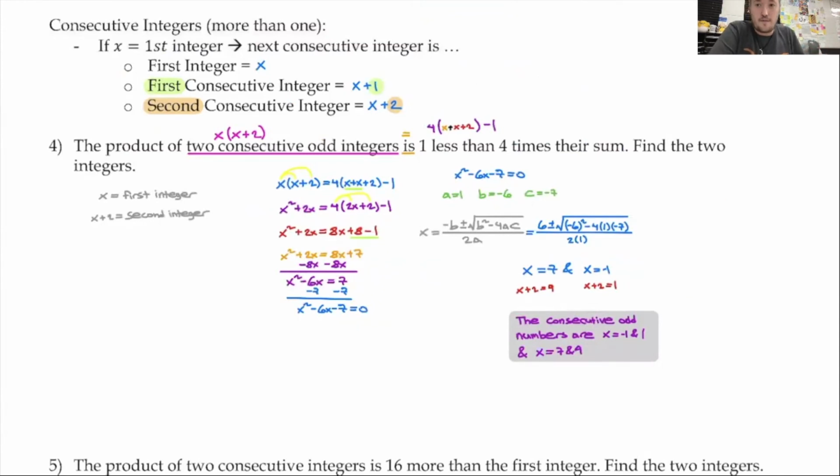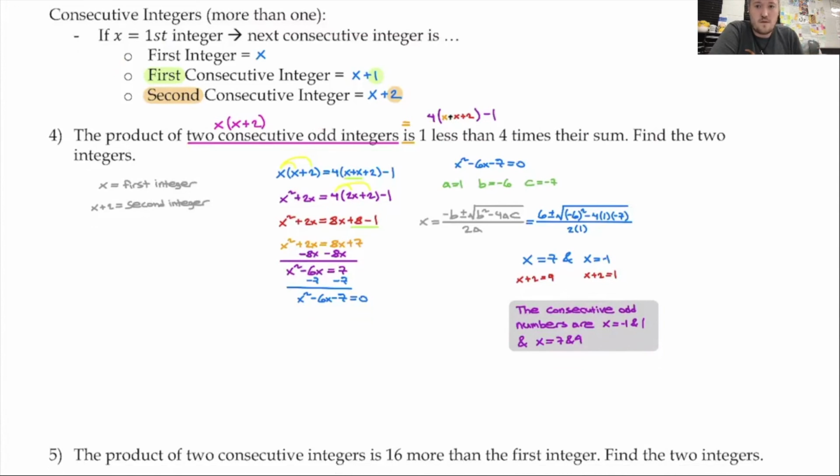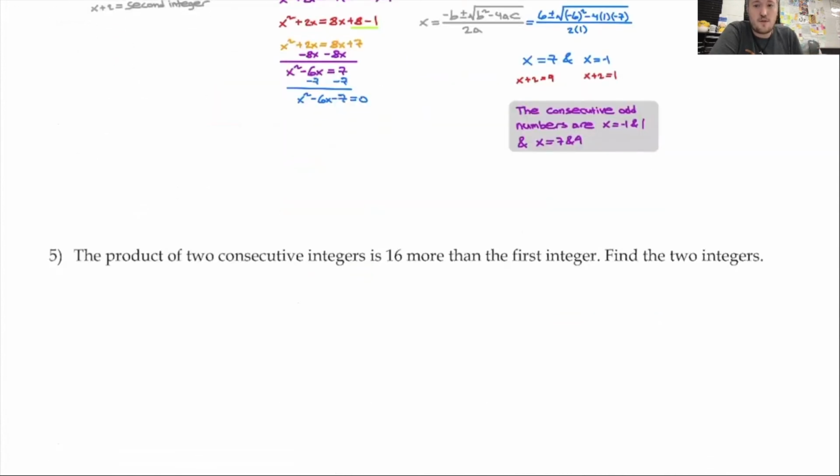So keep in mind, if you solve this by factoring, completing the square, or whatever, no matter which method you use, you should get the same answer. Should. All right. So there's number 4. So now we're going to do number 5.